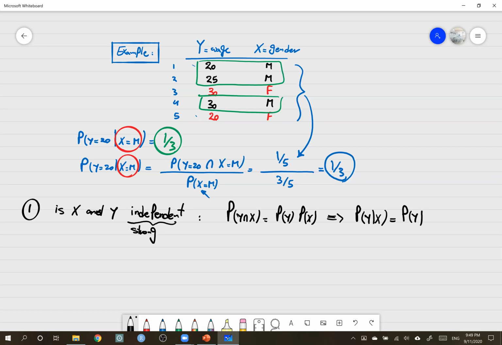Okay, so let's explore this one. Let's see in our simple example if the probability of y given x is equal to the probability of y. We have to check it, guys, for every single value of x. So here, what are the values of x? Male, female. Let's do it for one of them, and if it holds, we continue and check the second one. But if it doesn't hold, we stop there. We say that these two random variables are not independent, not strongly independent.